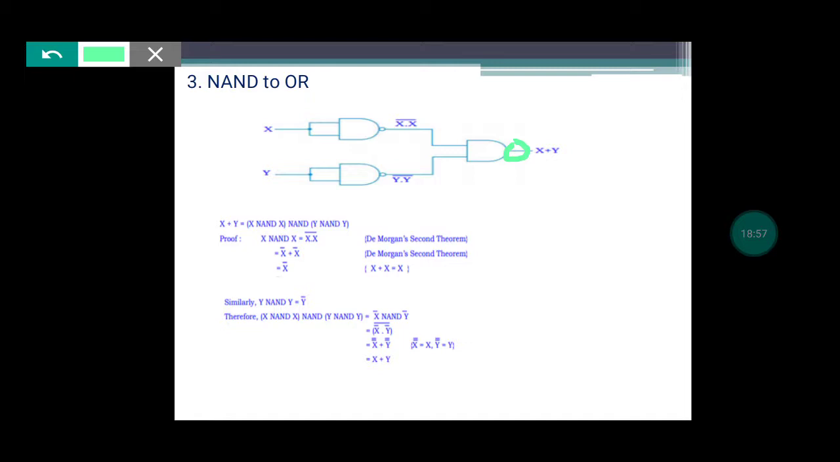So what we saw today is what a universal gate is. A universal gate is nothing but a gate using which we can derive the basic gates. Universal gates are two: one is the NAND gate and the other is the NOR gate. In this video we saw deriving AND, OR and NOT gates using the NAND gate. In the next session we will study how to derive NOT, OR, and AND gates using the NOR gate. Okay, thank you.